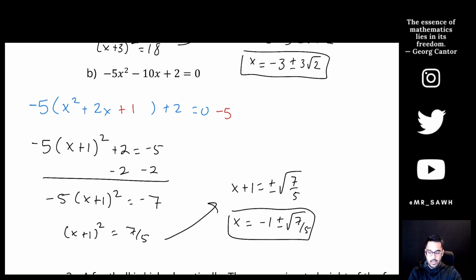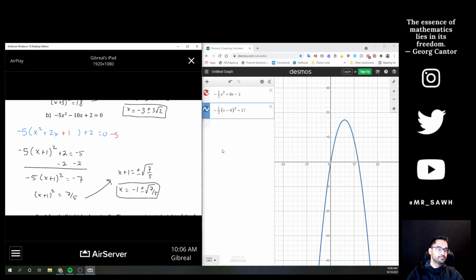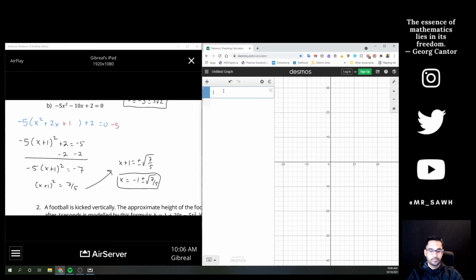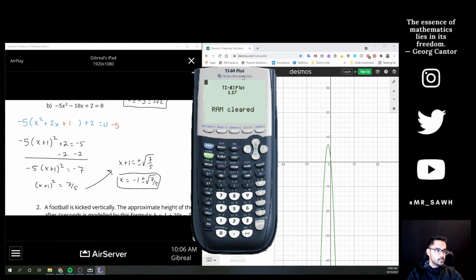So we'll go check this one in our calculator just to double check and make sure that we've got things where they're supposed to be. So we'll graph this one. I'll graph the original. So negative 5x squared minus 10x plus 2. Here's my two solutions. So let's just double check. I'll grab my calculator here. Where is it? There it is. So we'll double check that our solutions are those two numbers.